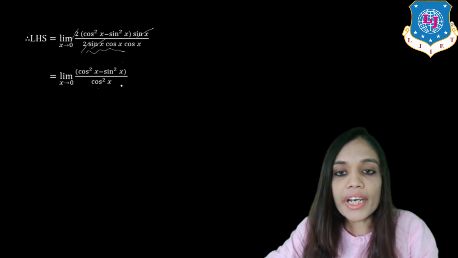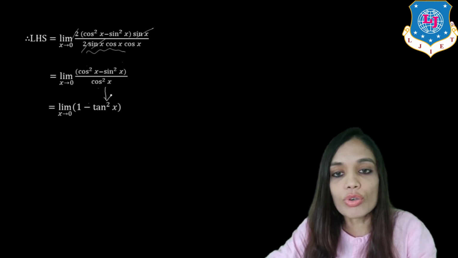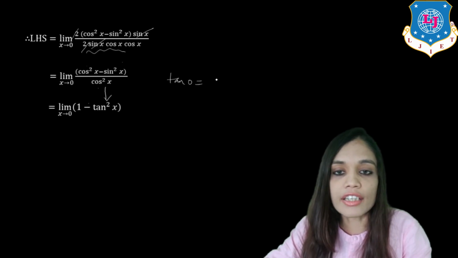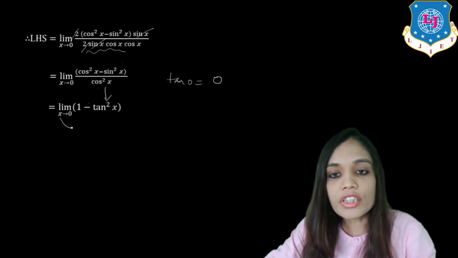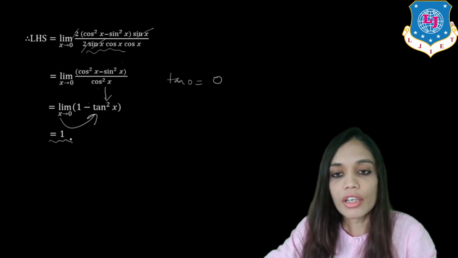Now we will separate the terms. So on separating we will get 1 minus sine square upon cos square, that will be equal to tan square x. Now we know the value of tan 0, that is equal to 0. So on substituting the limit, you will get the answer as 1.